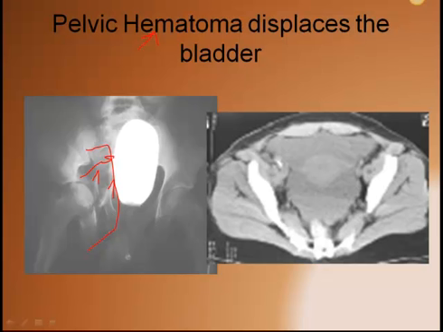Now, this is just a little bit different. There's actually blood itself in the bladder, okay? Now, this could happen because of damage at the kidneys. Again, this could be trauma, but it also could be a tumor.